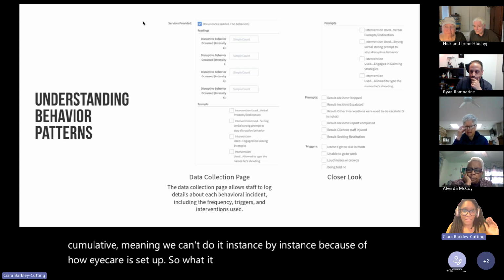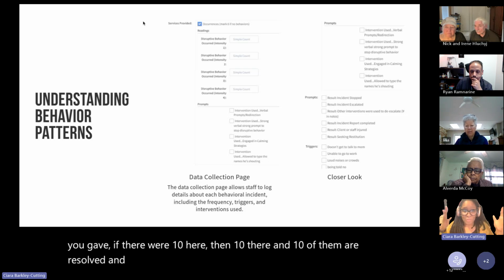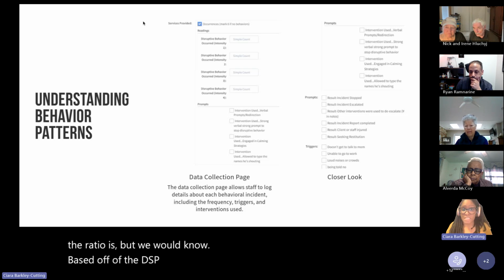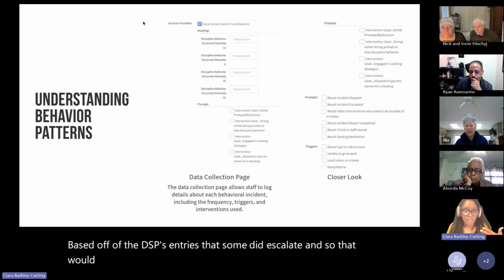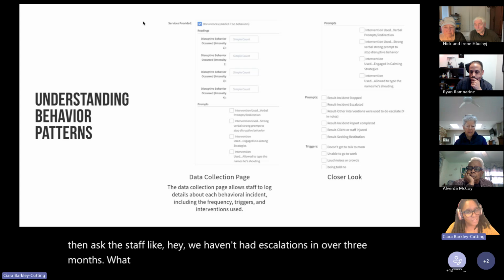For the example that you gave, if there were 10 here and 10 there, and 10 of them are resolved and 10 escalated, we really wouldn't know what the ratio is, but we would know based off of the DSP's entries that some did escalate. And so that would trigger for the consultant or for me to look into the data and then ask the staff, like, hey, we haven't had escalations in over 3 months. What was going on? And then we can get a deeper look into that.